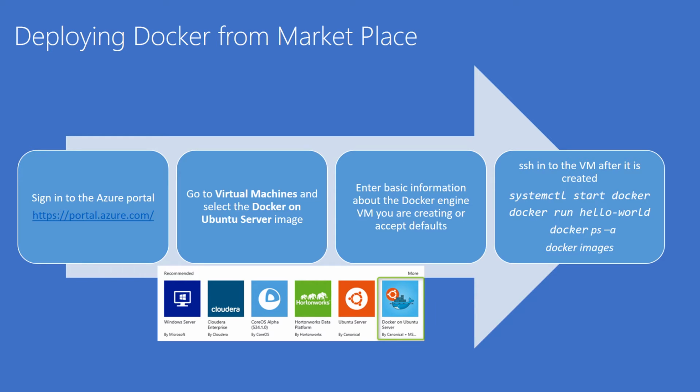Provisioning of a Docker engine from the marketplace is really quite straightforward. Just log on to the portal, go to virtual machines and select Docker on Ubuntu and fill in the information. And in a matter of minutes, you will have a Linux virtual machine running the Docker engine. SSH into the VM and run some Docker commands such as docker ps -a or docker images.